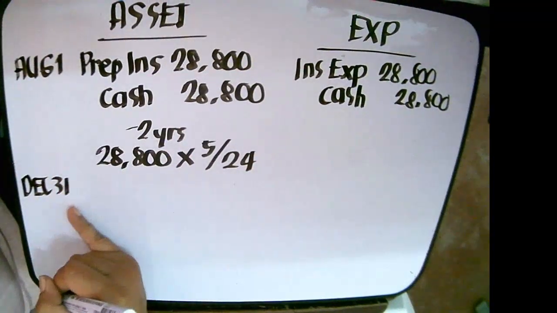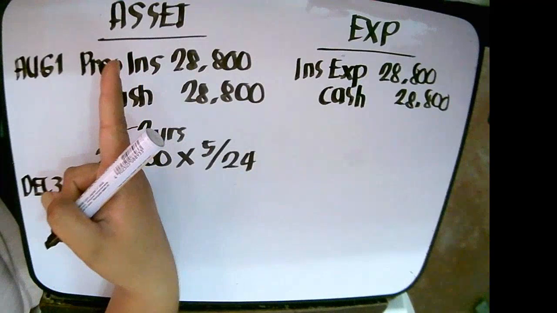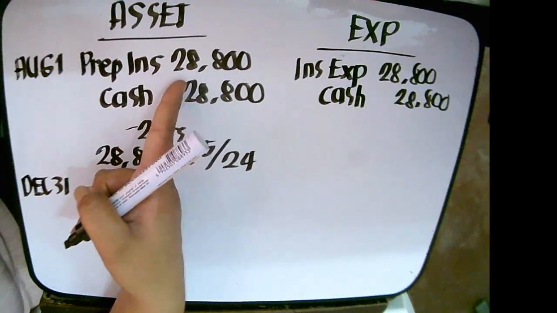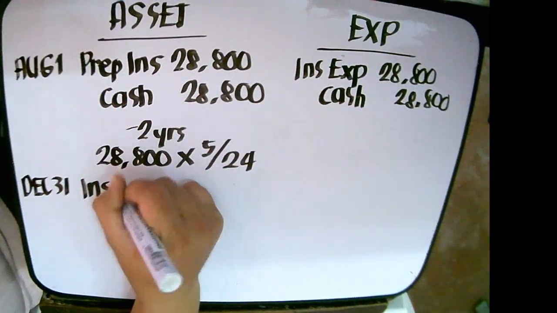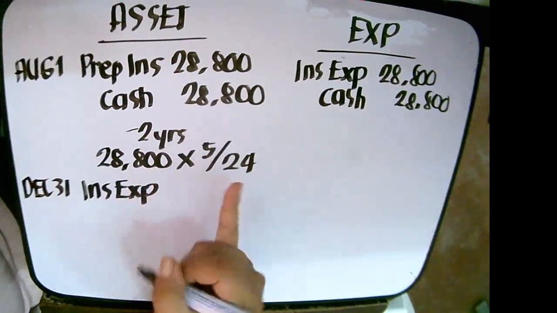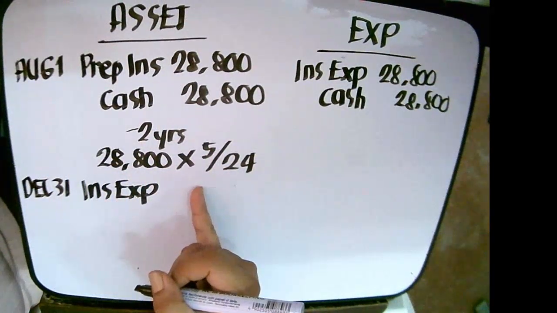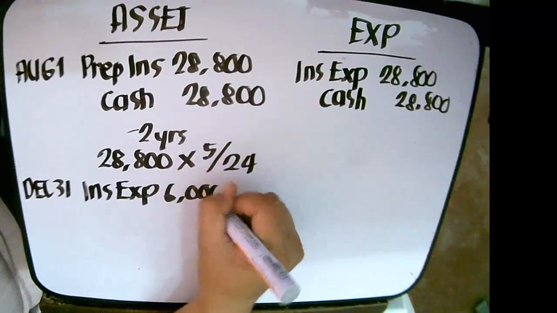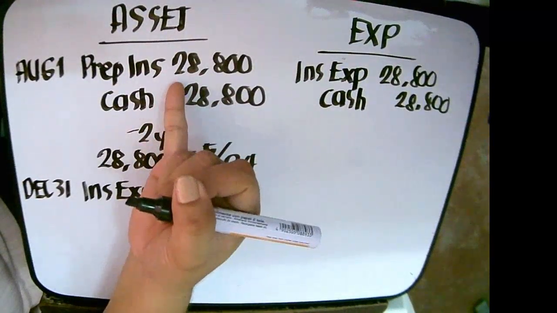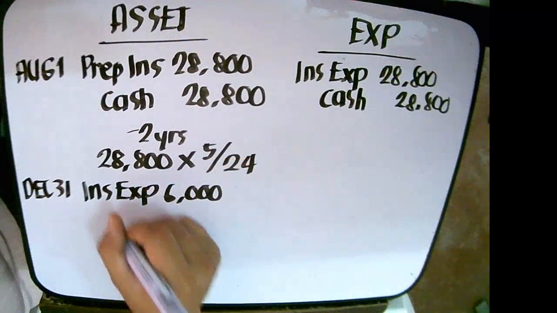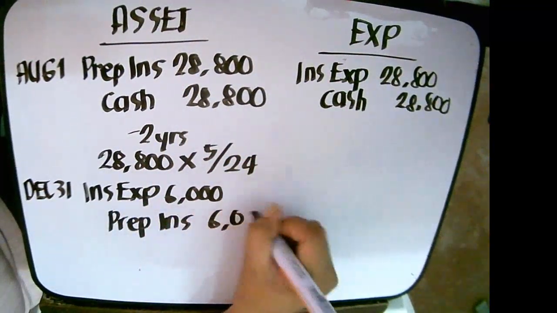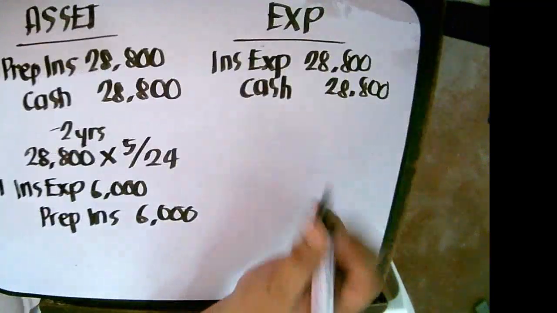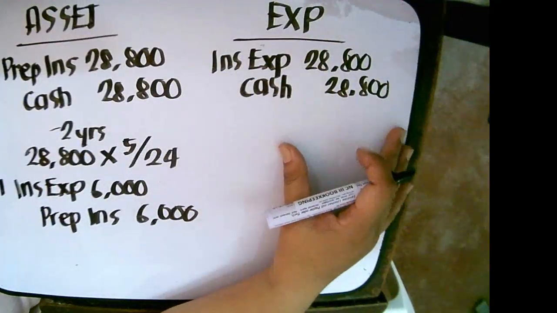So, yung magiging entry natin December 31 under asset method, kasi hindi na ito totoo na 28,800. Dapat meron tayong insurance expense na. So, debit tayo ng insurance expense. Yung answer natin dito, that is 6,000. Then, credit natin itong prepaid insurance. Credit of prepaid insurance, 6,000.